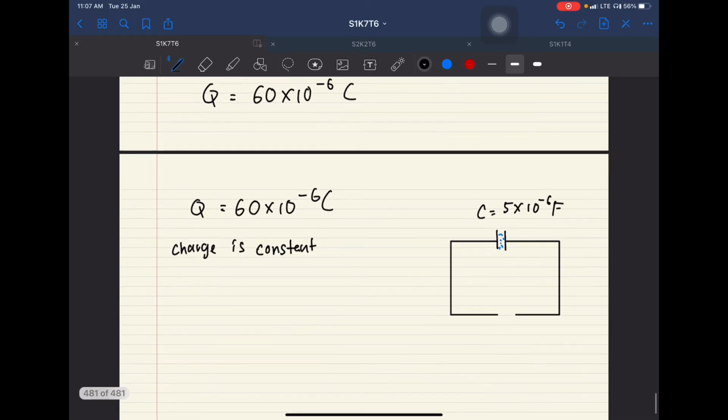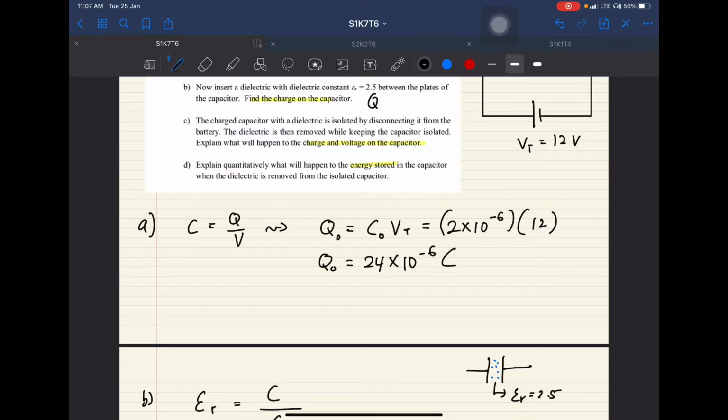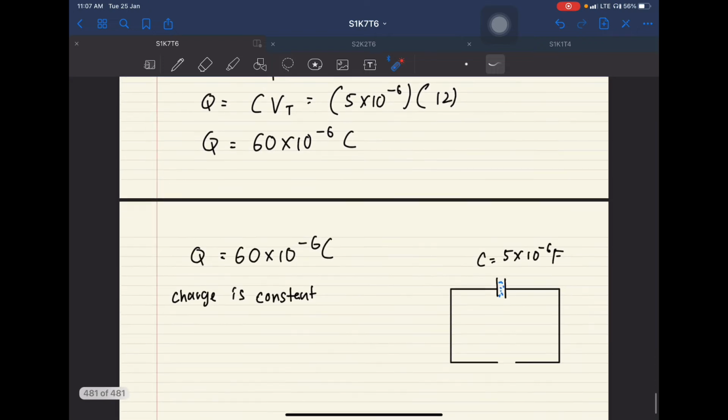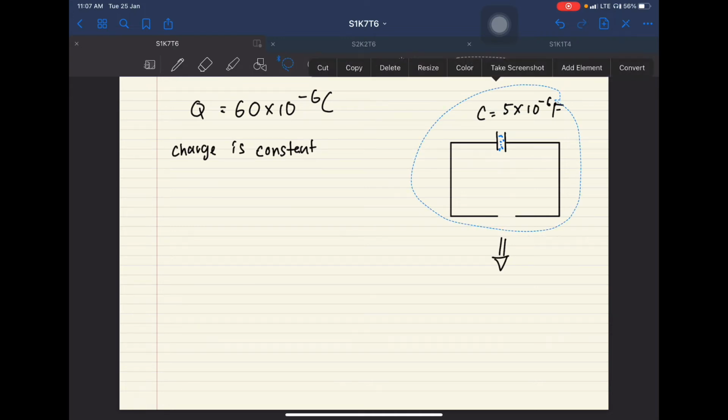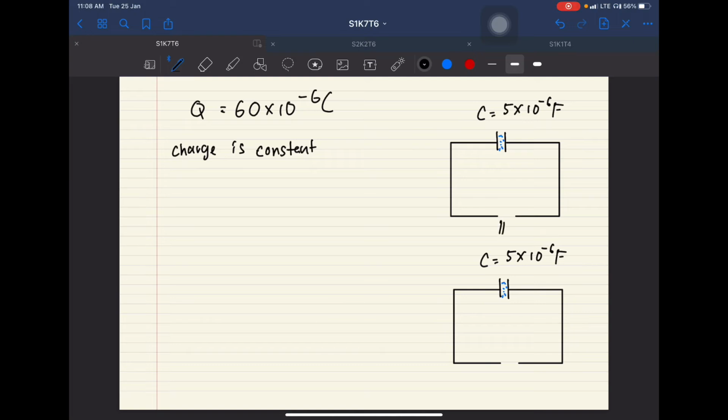So the charge in the circuit remains constant. Then about the voltage, I think I have to explain better. It says here the dielectric material is removed as well. So not only the battery is removed, the dielectric is also removed. Initially it's like that, and then it becomes something like this. If it is removed, then the capacitance turns back to the original one.